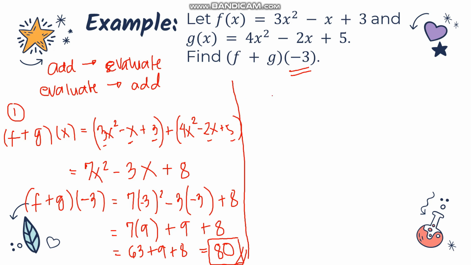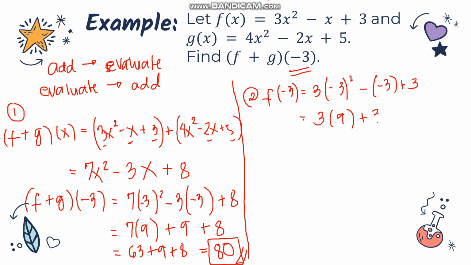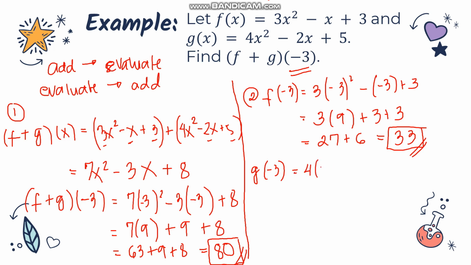Now let's try to evaluate first the two functions and then add them later on. So let's evaluate f of x at negative 3. So we have 3 times negative 3 squared minus negative 3 plus 3. So we have 3 times 9 plus 3 plus 3. So this is 27 plus 6, or this one will be equal to 33. Now let's do the same thing for g of x. So g of negative 3 equals 4 times negative 3 squared minus 2 times negative 3 plus 5.